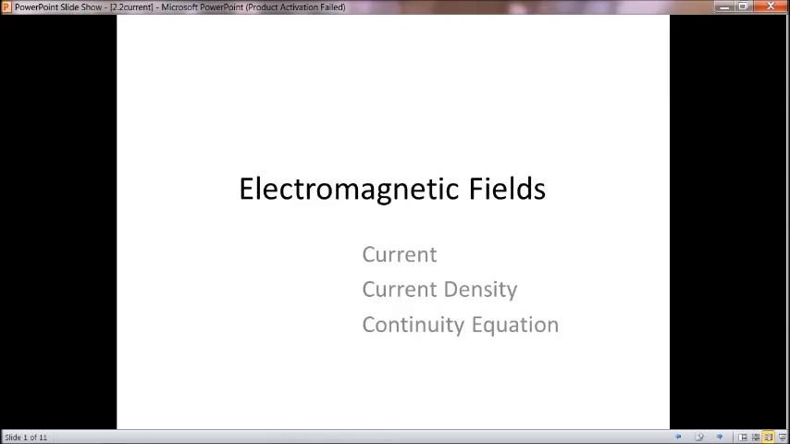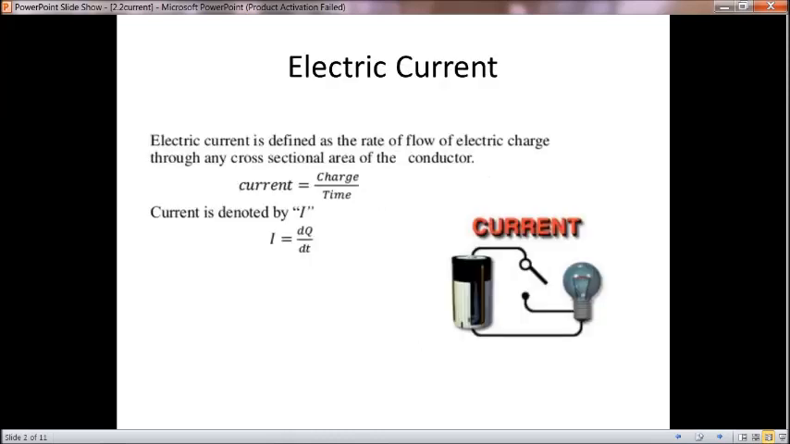So in this video we are going to see about current density and the continuity equation associated with the electromagnetic field. First we will see what current generally is. Electric current is defined as the rate of flow of electric charge through any cross-sectional area of the conductor. This definition we already know: current is the flow of charge with respect to time. So we can say current is equal to charge by time.